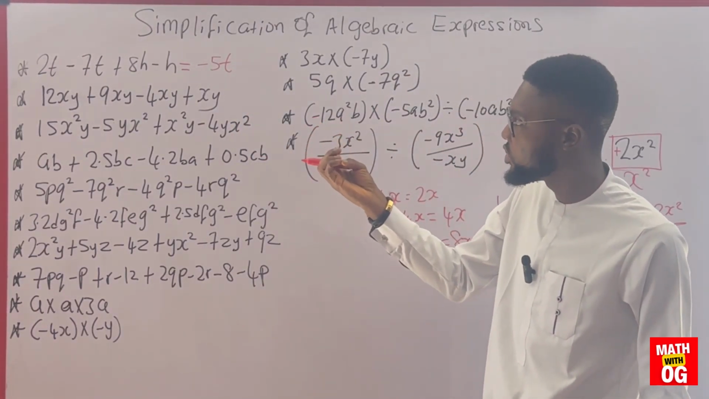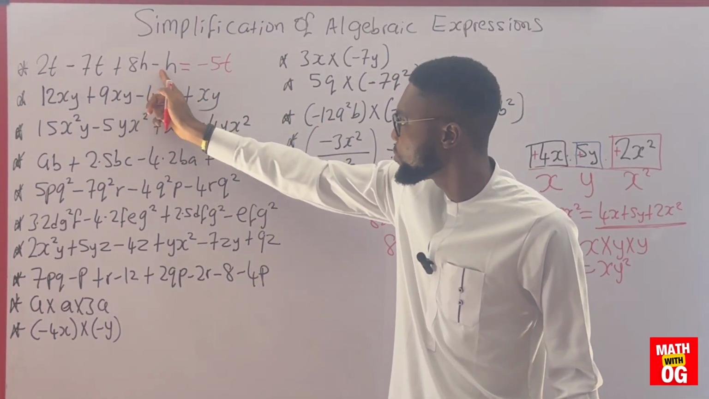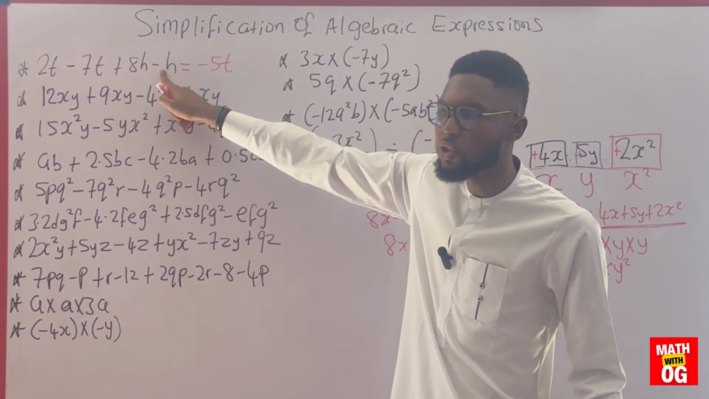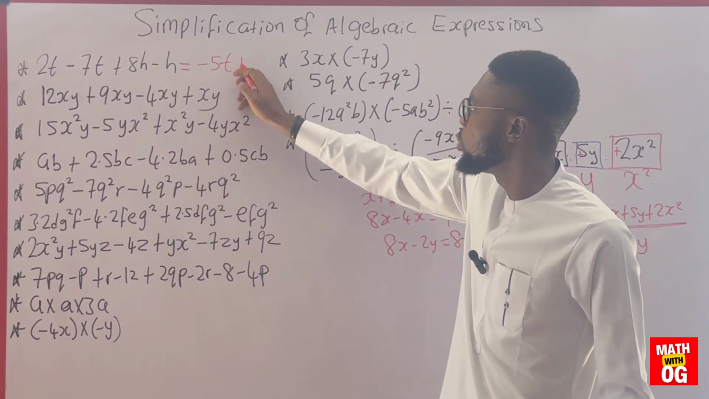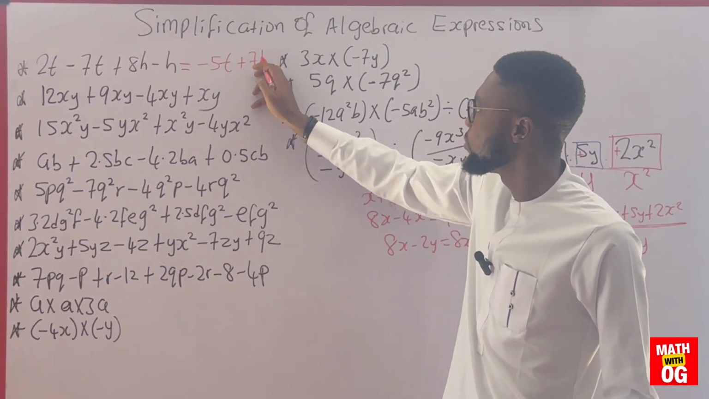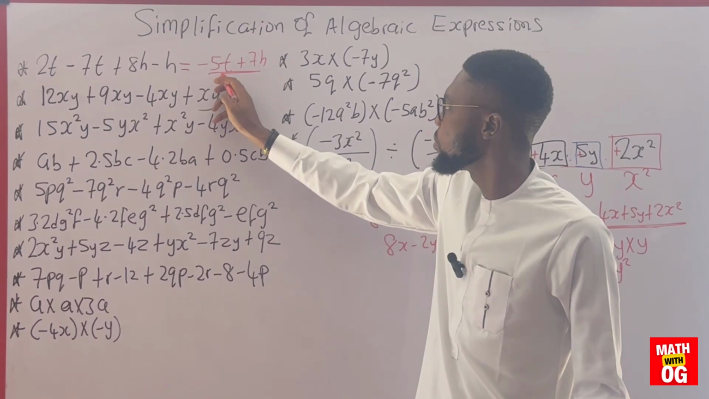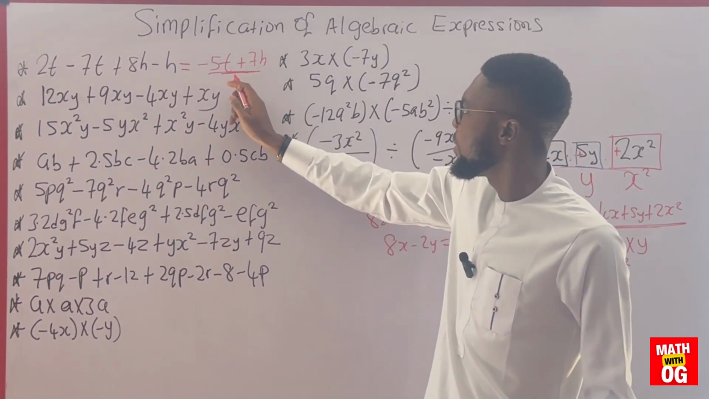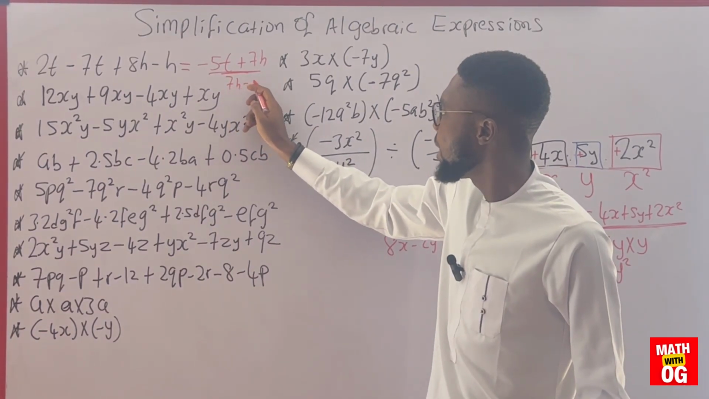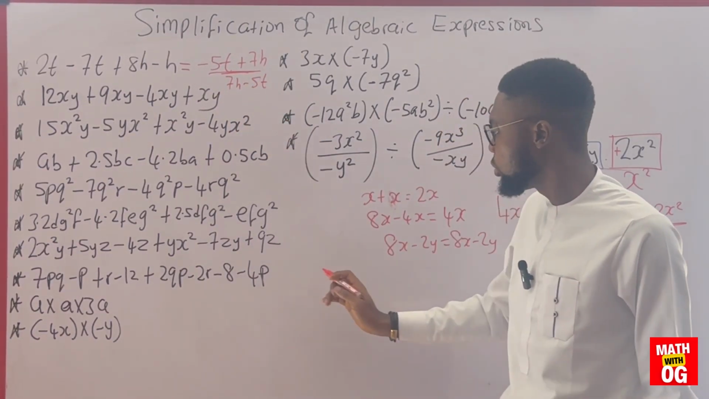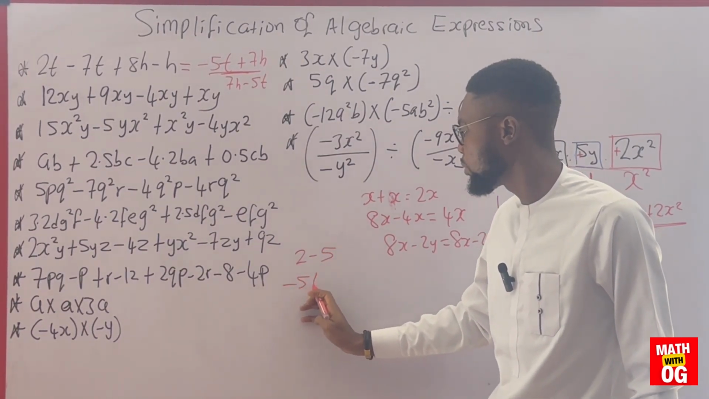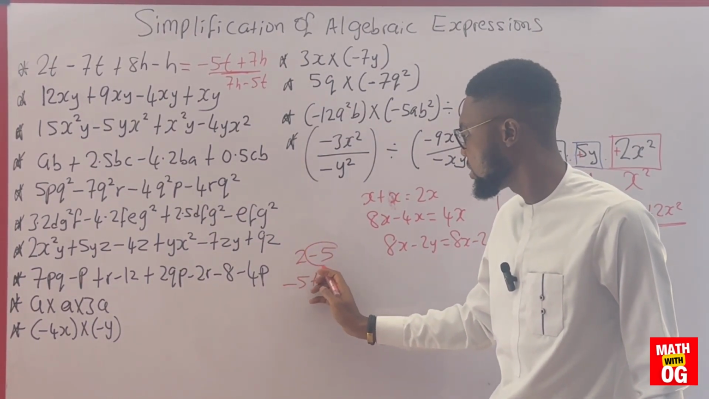Now what is 8h minus h? Positive 8h minus h. The coefficient here is 1. 8 minus 1 is 7. So you'll be having a positive 7h. So this is the answer to the question: minus 5t plus 7h. Or you can write it as 7h minus 5t. By now you should know that 2 minus 5 is not different from minus 5 plus 2. Minus 5 is a term on its own.